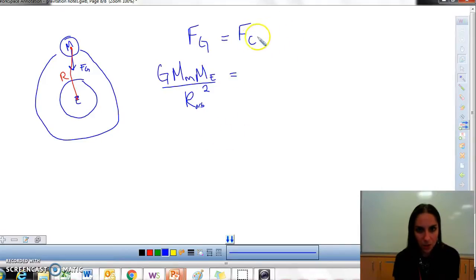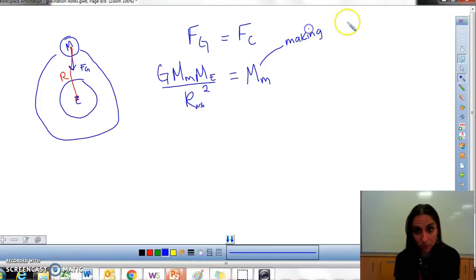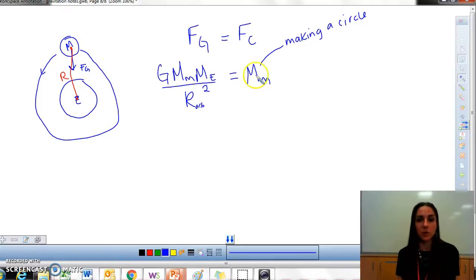Equals mv squared over r, but the m here is going to be the object that goes in the circle. So m Moon, because this is the object moving in a circle. We're not going to put the Earth there. It's confusing because you have two masses. You want the one that's actually doing the circular motion. It's not the Earth. Earth is stationary from the perspective of the Moon. So mv squared over r, right?